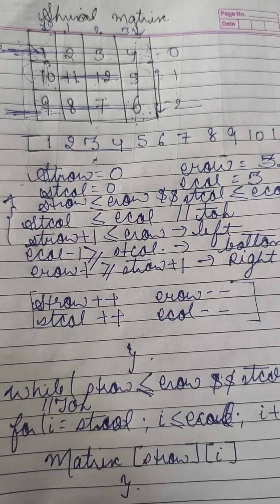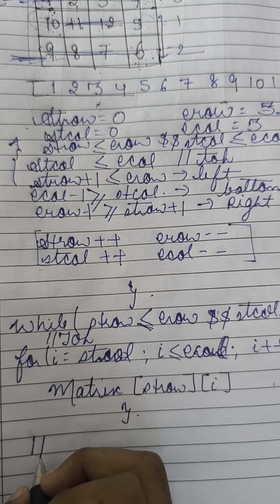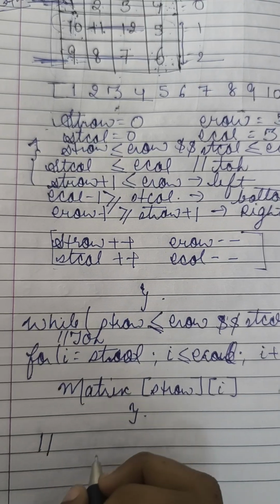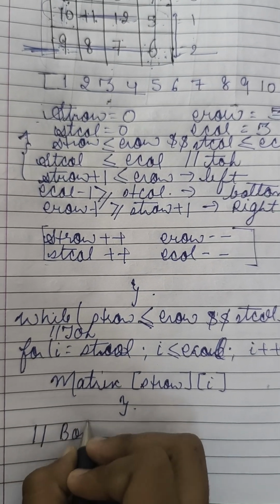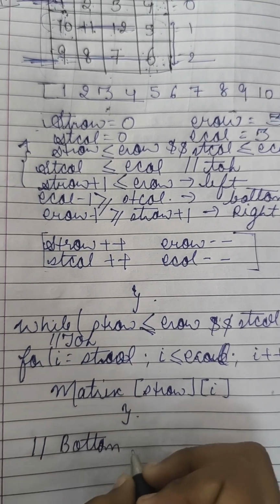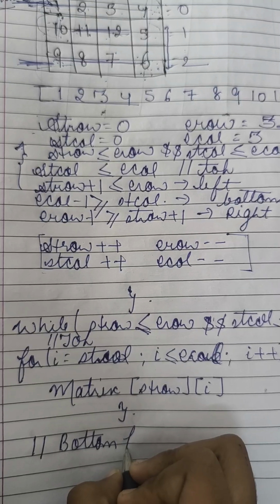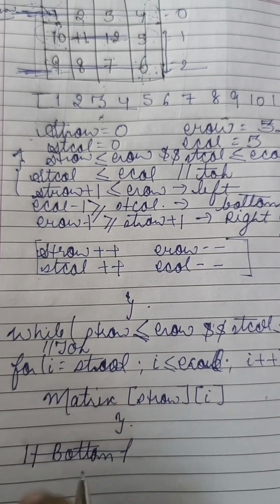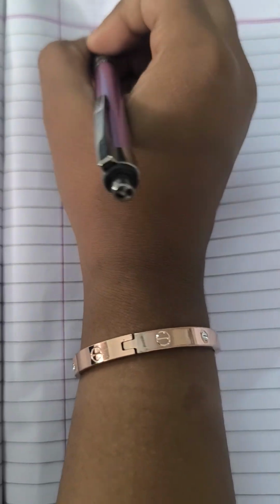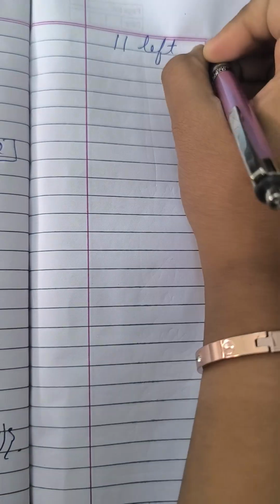Now moving towards the bottom part, towards the left part. This side won't be visible to you. Wait, let me move to the next page. Now moving towards when you want to print the left part.